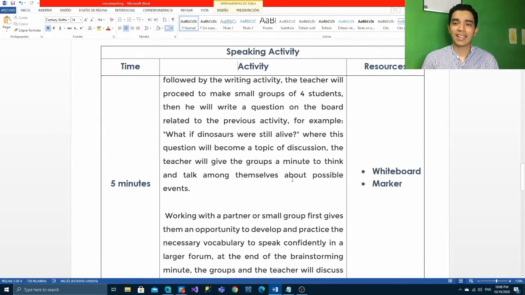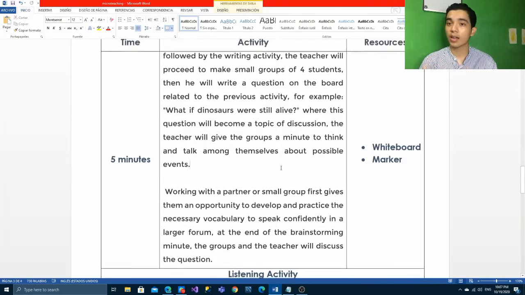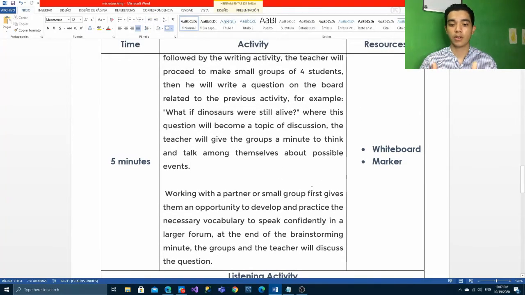And why did I select this activity? Well, when a student works with a partner, he feels more confident. That's why working with a partner or small groups first gives them an opportunity to develop and practice the necessary vocabulary to speak confidently in a large forum. And the purpose of this activity is to practice the conditional structures, also the vocabulary and fluency.